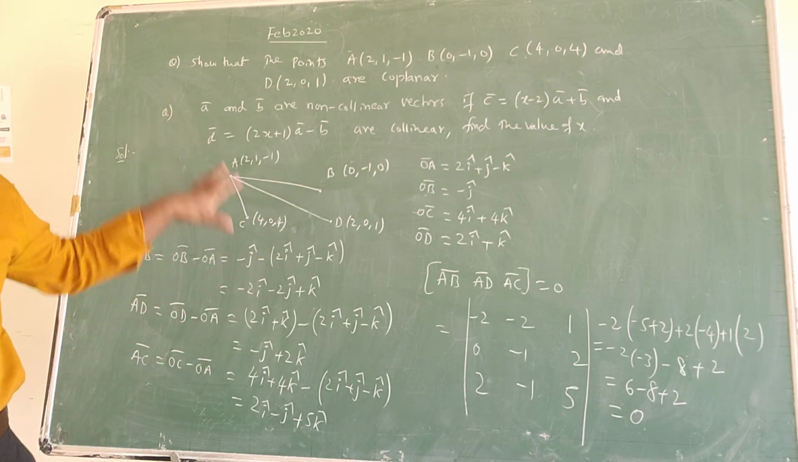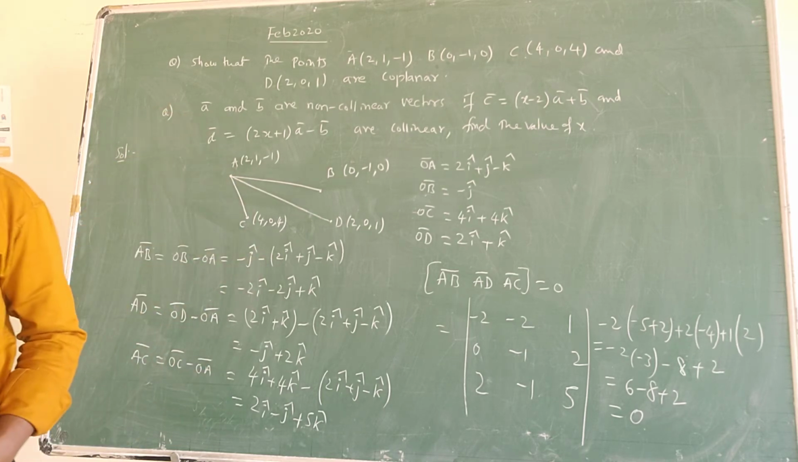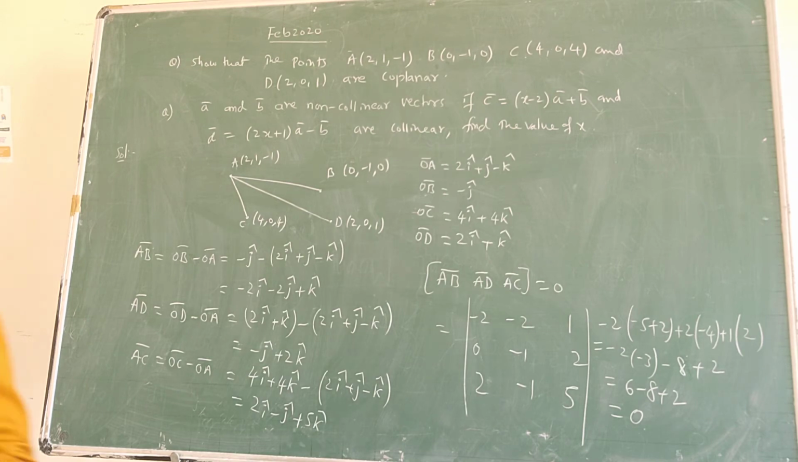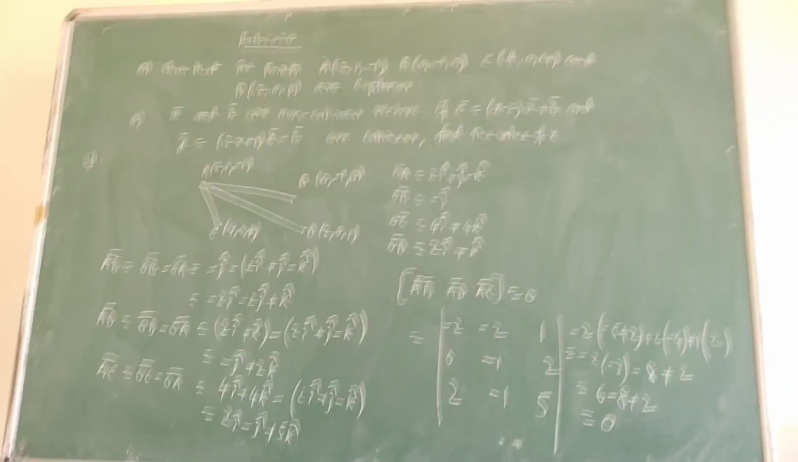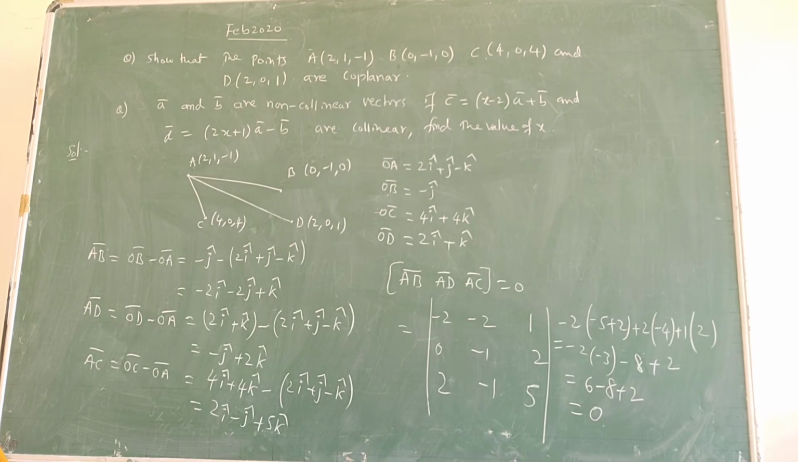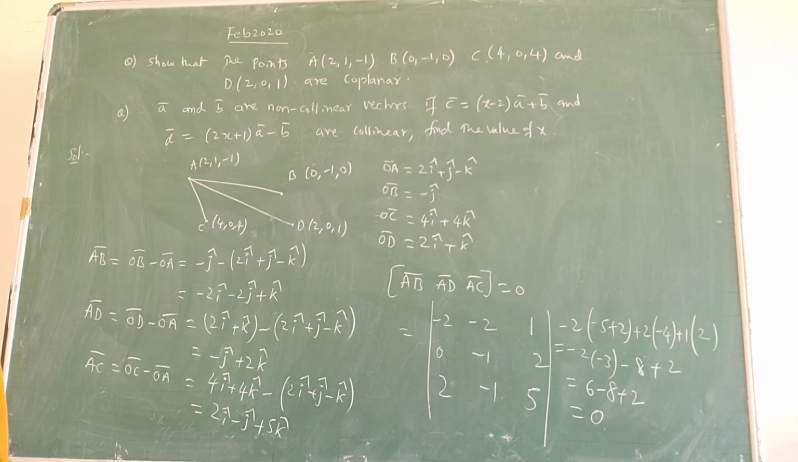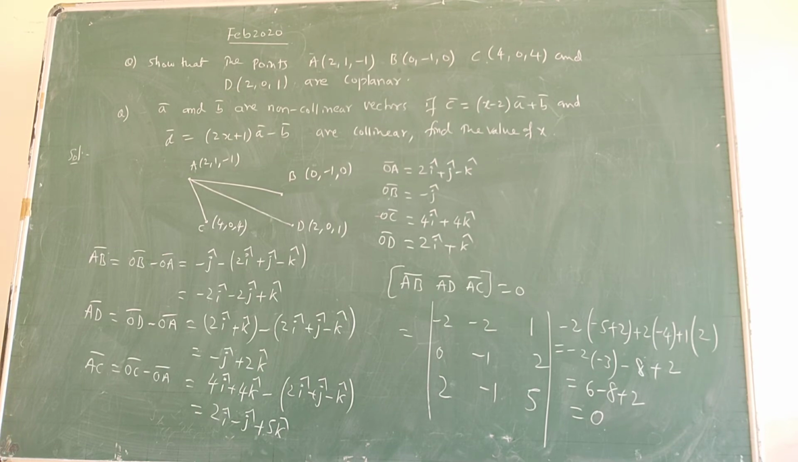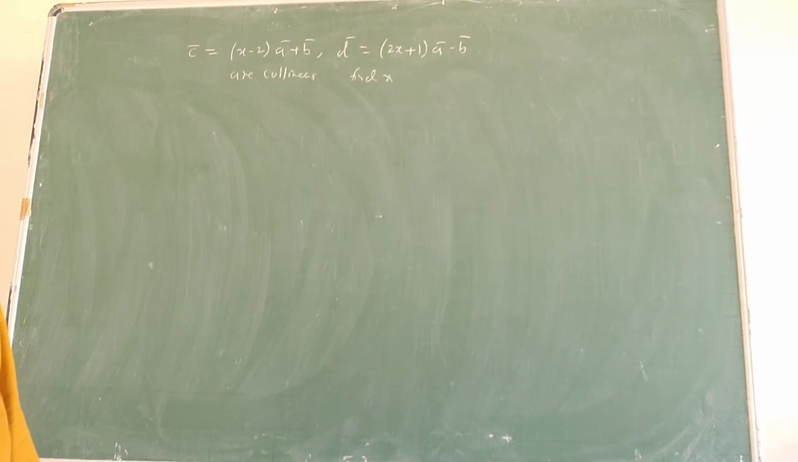We have to prove that they are coplanar using the box method. So this is the vector way. We will find whether they are coplanar or not. This is a February 2020 HSC class 12 previous year board question. See here what they have given.